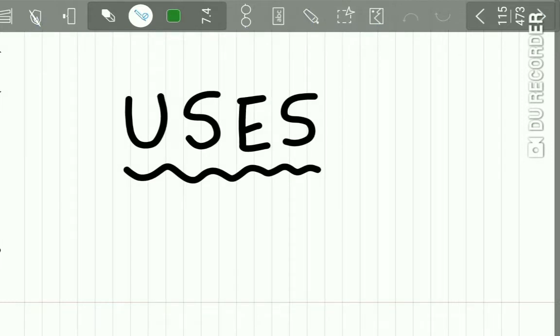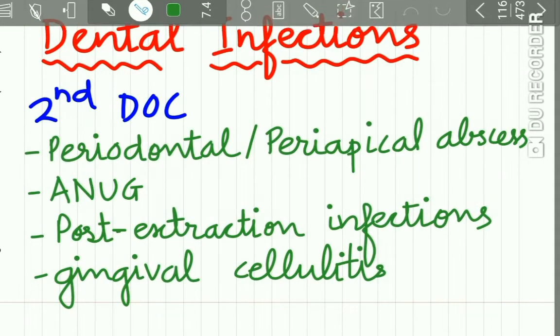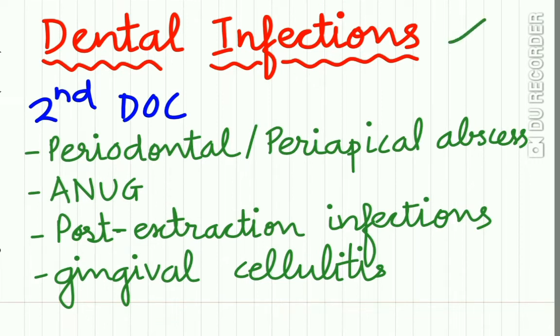Now the uses of erythromycin. Dental infections: it is the second drug of choice to penicillin for periodontal and periapical abscesses, acute necrotizing ulcerative gingivitis, post-extraction infections and gingival cellulitis.